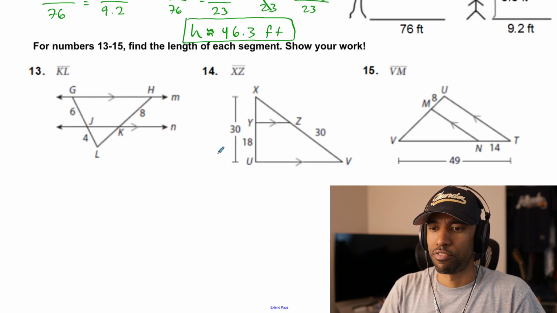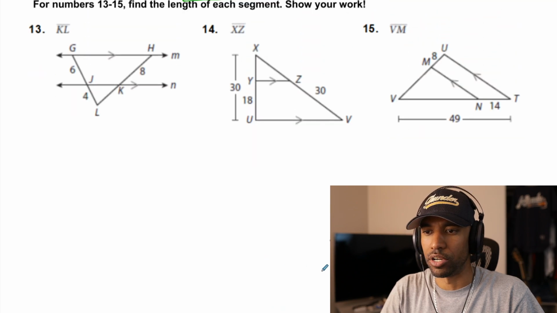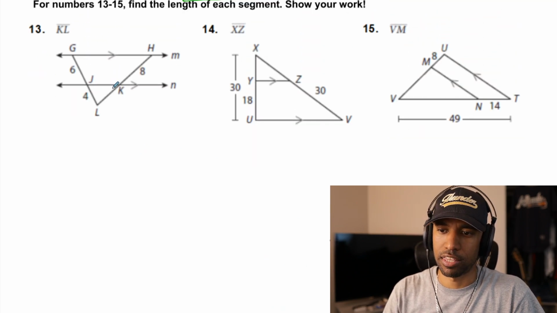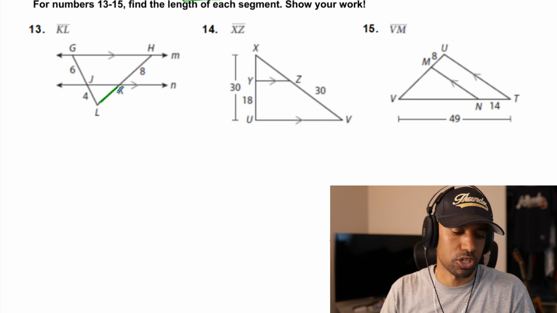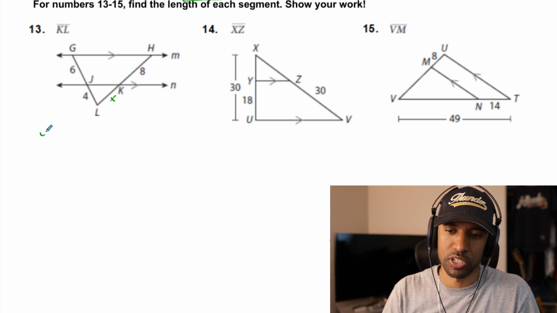All right, let's find the length of each segment here. It's a little more side splitter theorem like you saw before, all depending on what's there. We've got to find the length of KL. I'm going to go ahead and just call it x. For this unknown, using the side splitter theorem once again, I could do 4 over 6.